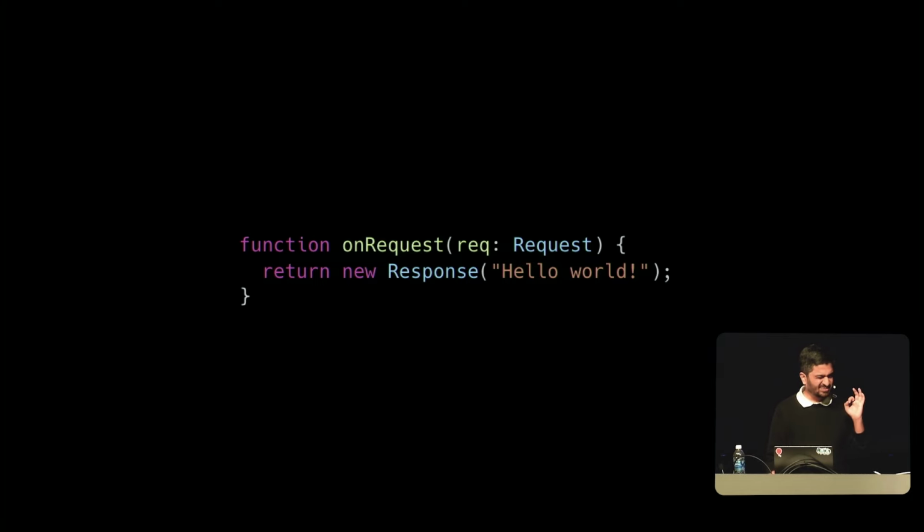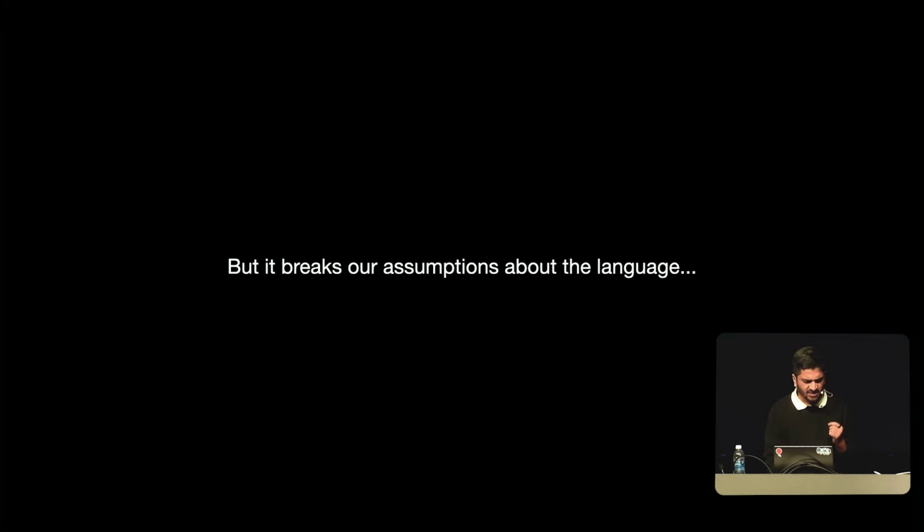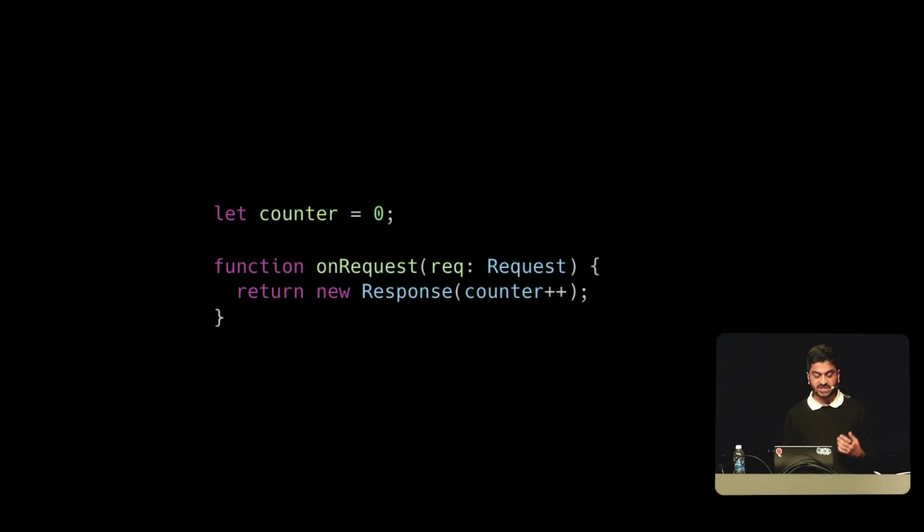But there's a specific problem with this model that I'm not a fan of, which is that it breaks our assumptions about the language itself, about JavaScript or TypeScript. Let me explain what I mean. Imagine you want to build a hit counter because it's 1998 and you need to put it on your blog. How would you write a serverless function for this? Ostensibly, because you know JavaScript, you would say, let counter equals zero, and anytime a request is made, increment it and send it back in the response.